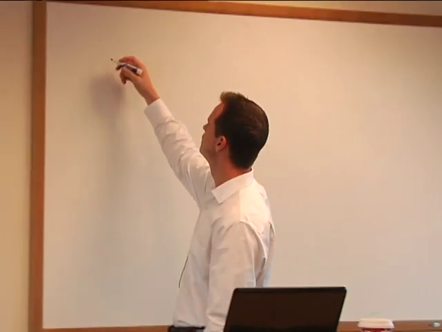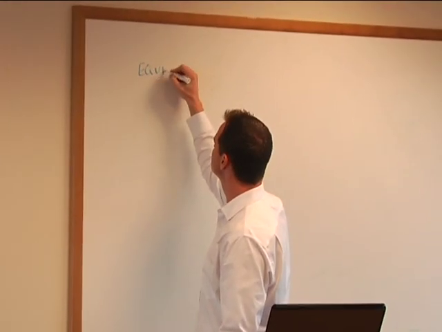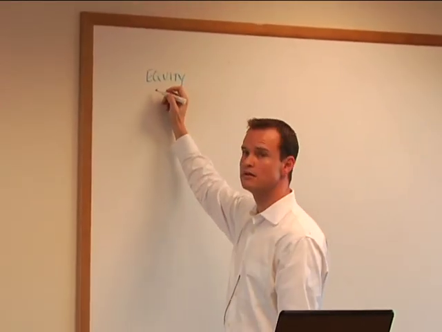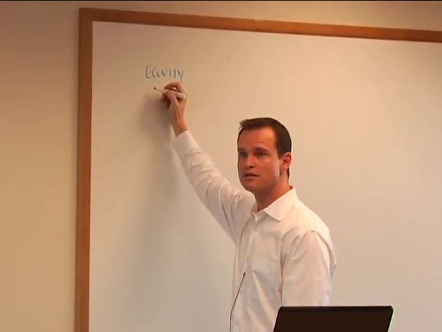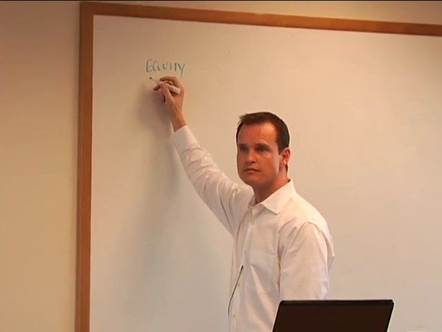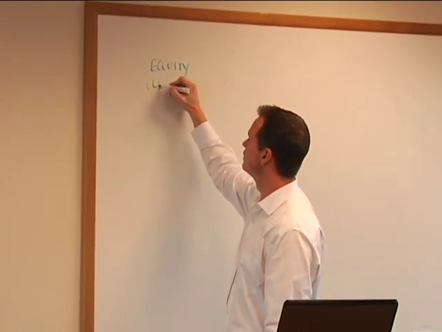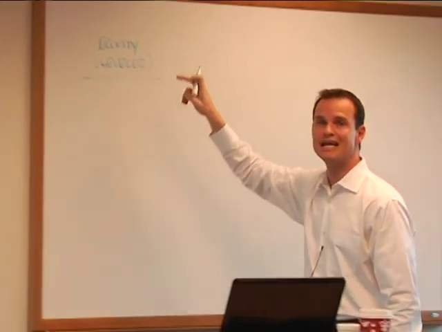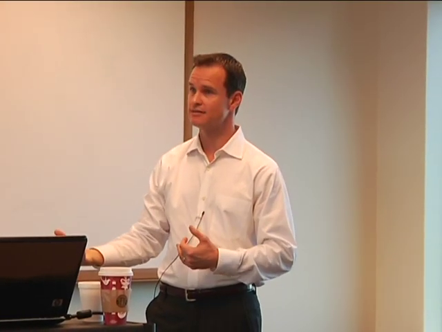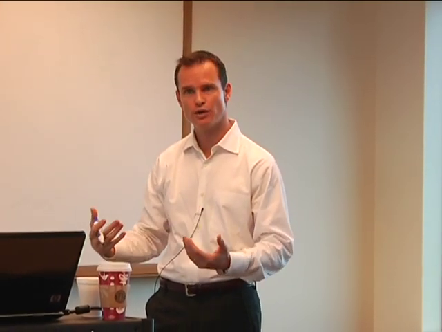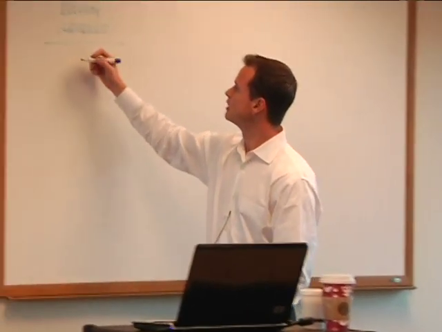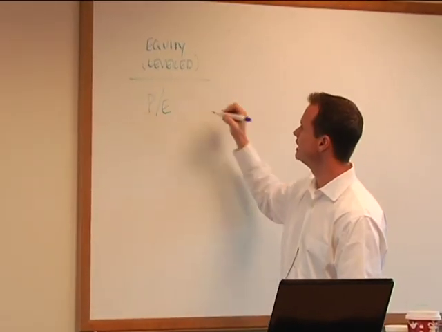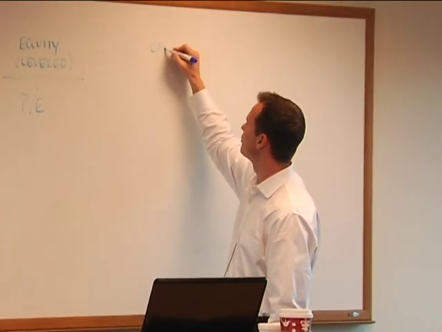So you've got equity multiples. These are also called what? Levered or unlevered multiples. These would be known as levered valuation multiples because they depend on how much debt the company has. All right? The more debt a company has, the more interest it has. The more interest it has, the less earnings are going to be available to the common shareholder. Make sense? So levered or equity multiples would include PE.